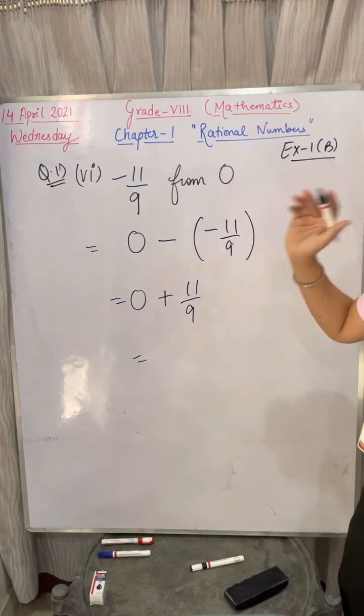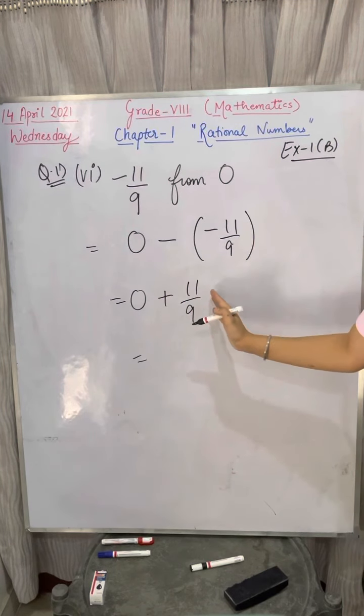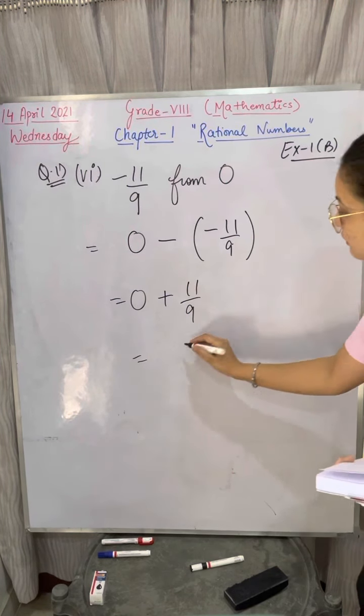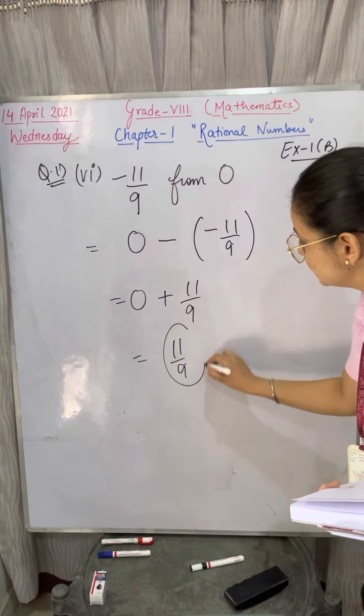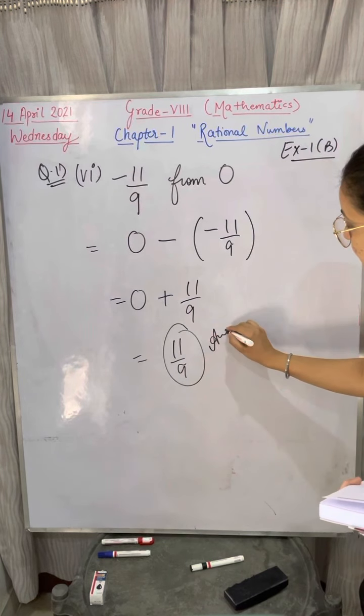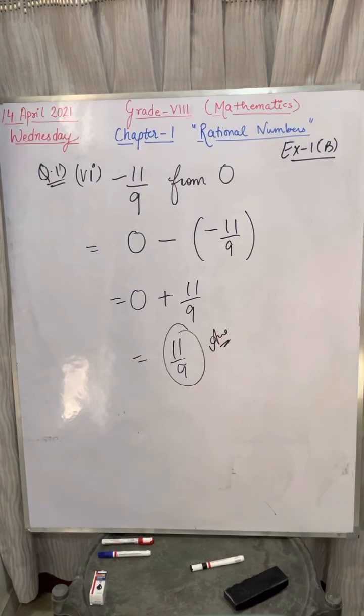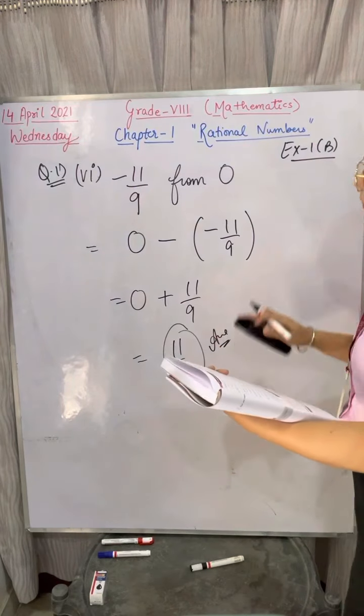Answer will be, if you add anything in 0, your answer will be as it is. Your answer will be that rational number as it is. This is the answer. Right? Any doubt? Sure? Alright. I'm giving you now, quickly open your practice notebooks.